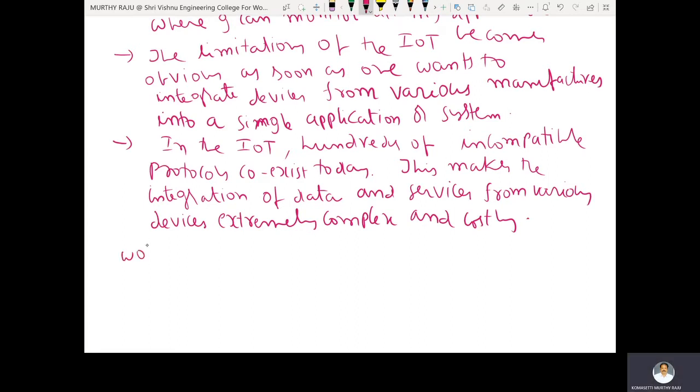The definition of WoT. Web of Things refers to a set of standards formed by the World Wide Web Consortium, W3C, to facilitate the interoperability, fragmentation, and usability of the Internet of Things. Integrating all these features on a single platform for analyzing the application's performance is called the Web of Things.